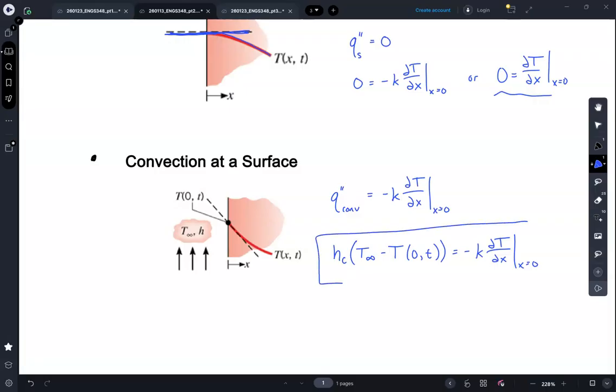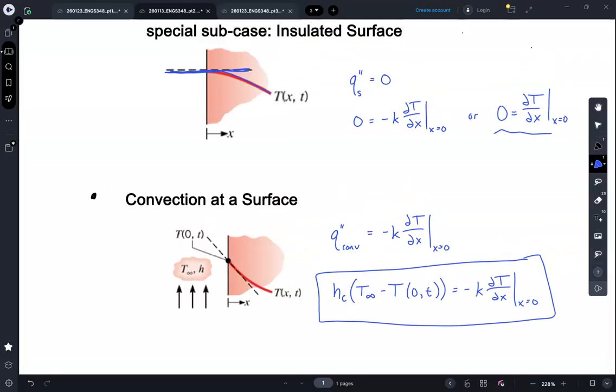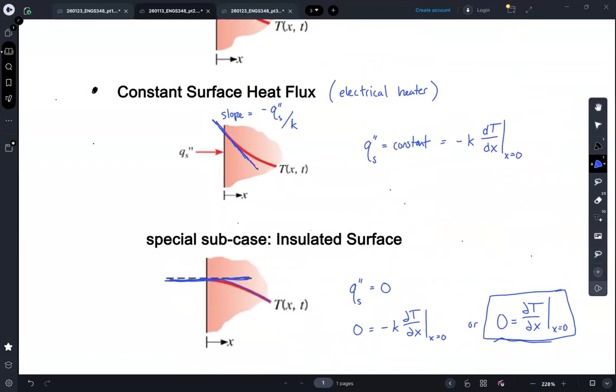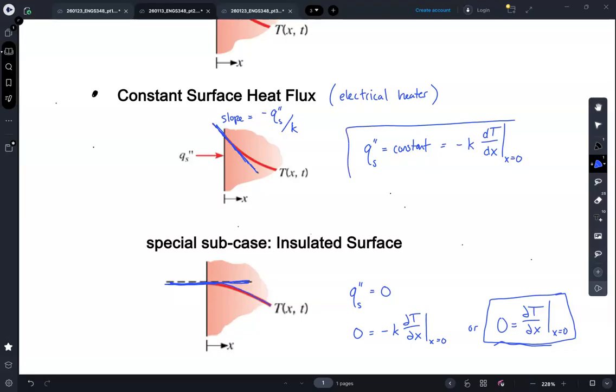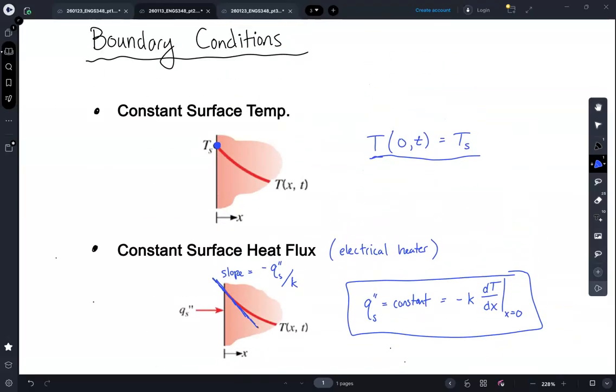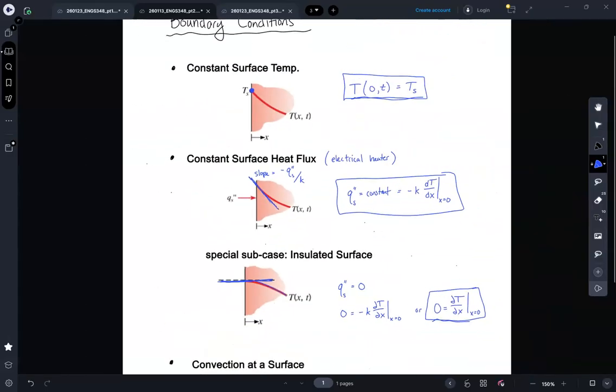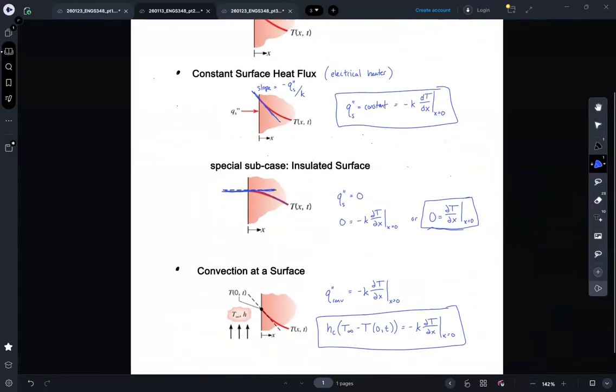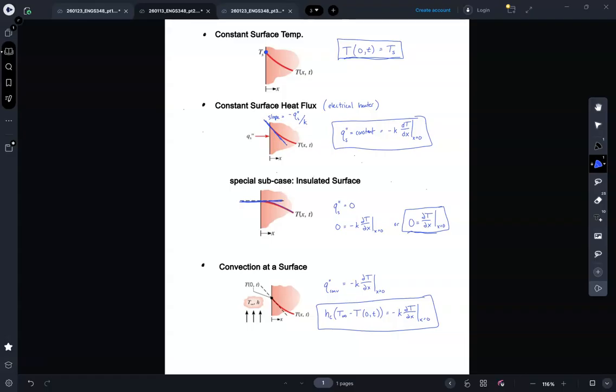So we have a couple different boundary conditions, right? An insulated surface, a constant surface temperature, a constant surface heat flux, and convection. And we're going to see how we can take all of these different boundary conditions and use them as we're solving our heat diffusion equation.